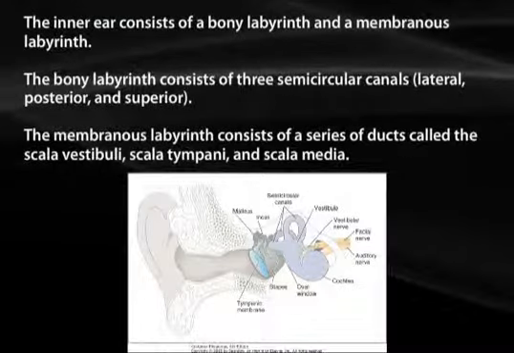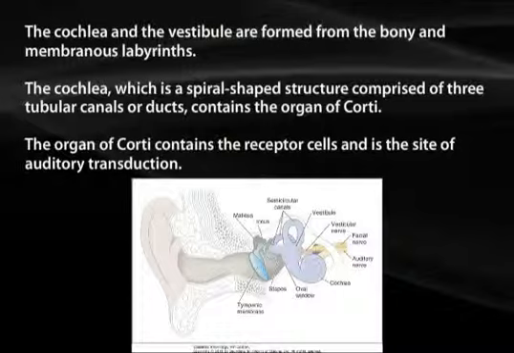The inner ear consists of a bony labyrinth and a membranous labyrinth. The bony labyrinth consists of 3 semicircular canals, lateral, posterior, and superior. The membranous labyrinth consists of a series of ducts called the scala vestibuli, scala tympani, and scala media. The cochlea and the vestibule are formed from the bony and membranous labyrinths. The cochlea, which is a spiral-shaped structure comprised of 3 tubular canals or ducts, contains the organ of Corti. The organ of Corti contains the receptor cells and is the site of auditory transduction.